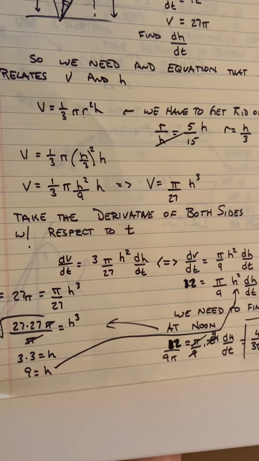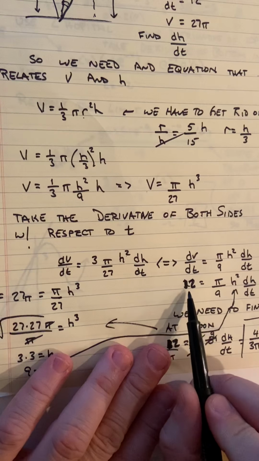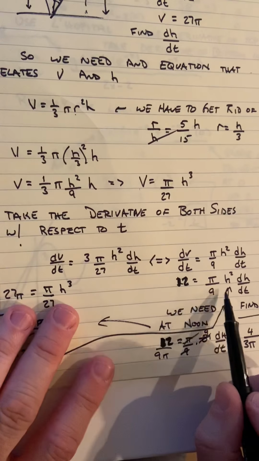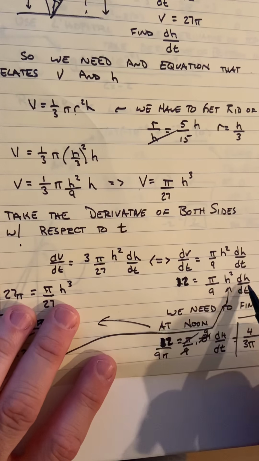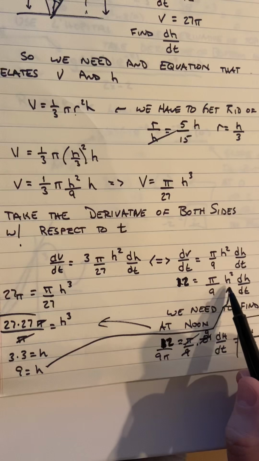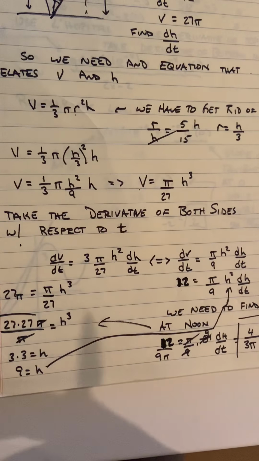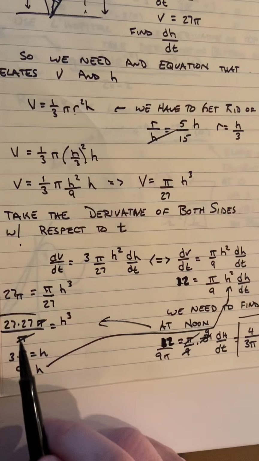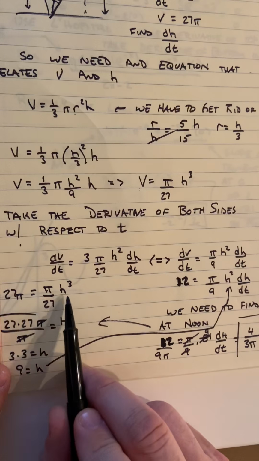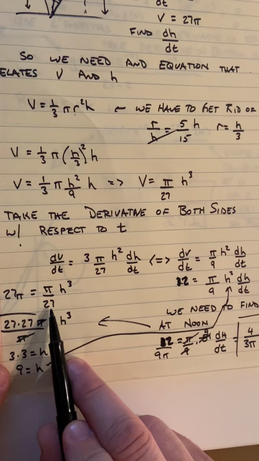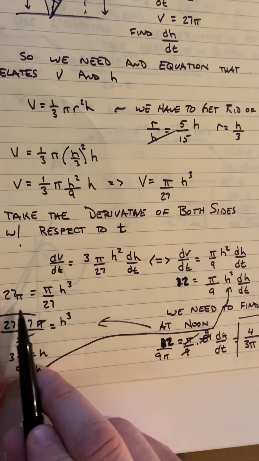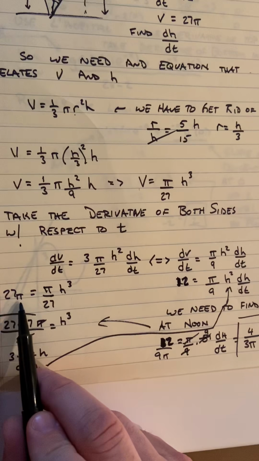Now it's time to substitute all the values in there. So 12, some of that stuff dropped out, and I'm looking for dH dt, and shoot, I don't have what h is. I need to find what h is at noon at that specific time. So here's my volume equation with just h's in it. Volume equals this. Find the missing h when the volume at noon was 27 pi.